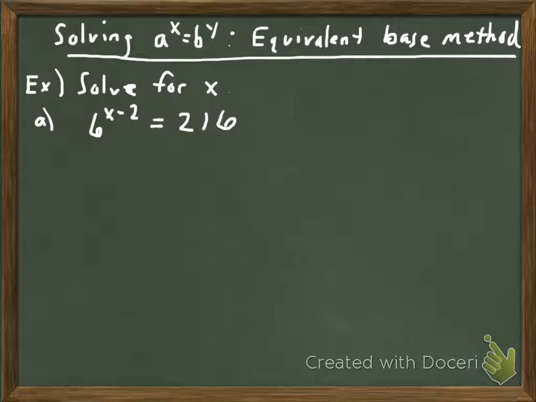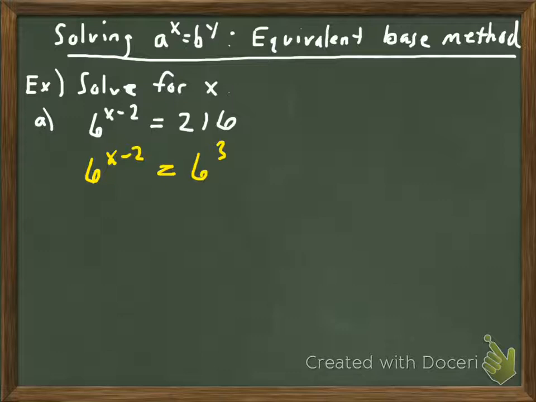Now I want you to look at the base on either side of this equation and think about, is one of those numbers a power of the other? And if you know your powers of 6, you know that 216 is 6 to the third power. So where we're going to begin is we're going to rewrite that 216 as 6 to the third power. Leave the 6 to the x minus 2 power alone, and make that 6 to the third power on the right side of the equation.